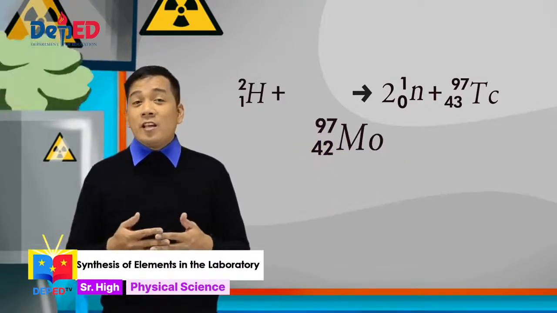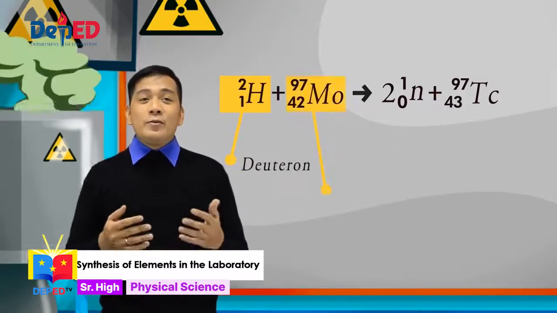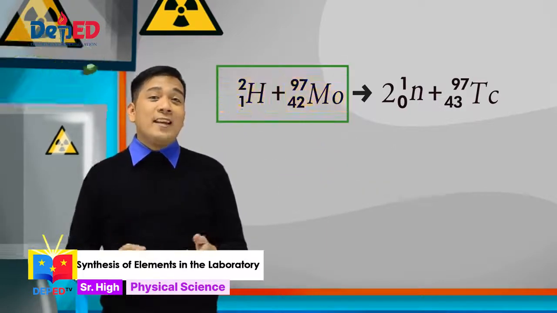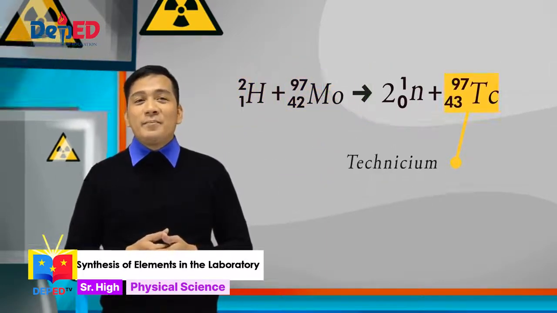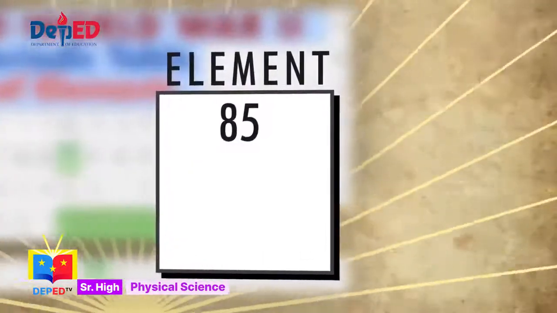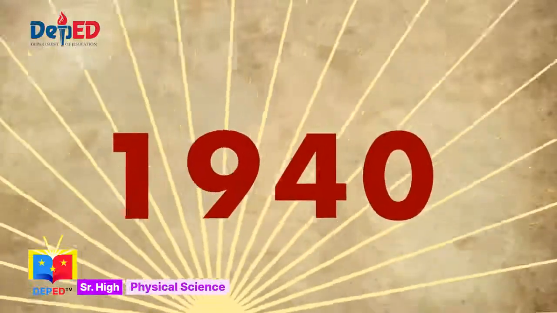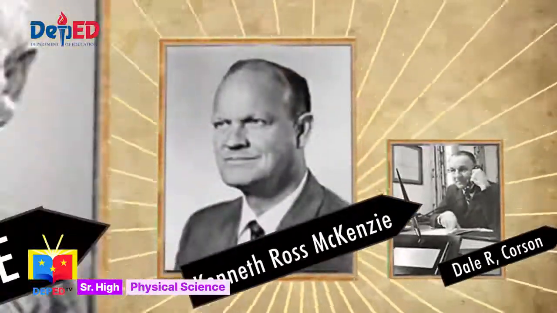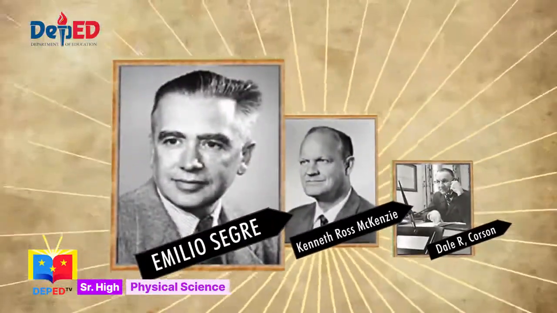As you can see from the equation, the combination of deuteron and molybdenum resulted in the formation of technetium and the release of 2 neutrons. One of the missing elements is element number 85. In 1940, Dale Corson, K. Mackenzie, and Emilio Segre discovered the said element.